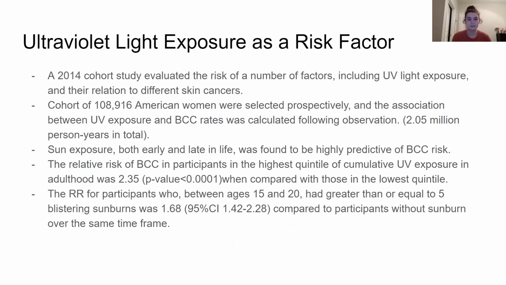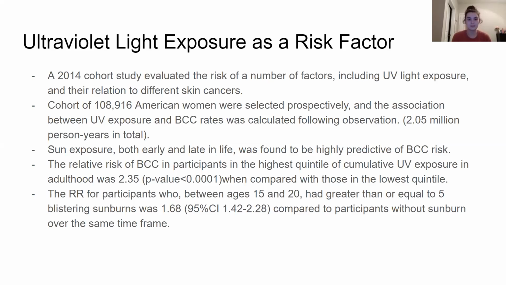So this is just a study looking at UV light exposure as a risk factor. It's a 2014 cohort study that evaluated a number of risk factors, including UV light, and their correlation to different skin cancers. Basal cell carcinoma was one of them. And this was a large study. It followed over 100,000 American women through an observational study. They followed these women who weren't diagnosed originally, and they looked at what amount of UV they were being exposed to, divided them into quintiles, quintile 1 being the lowest exposure, quintile 5 being the highest exposure, and then they looked at the rates of basal cell carcinoma among the quintiles.